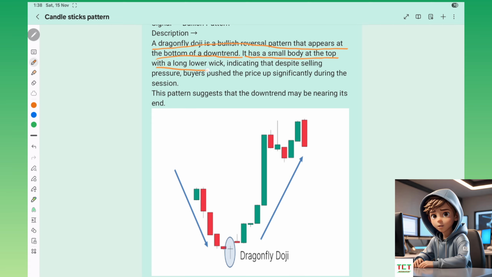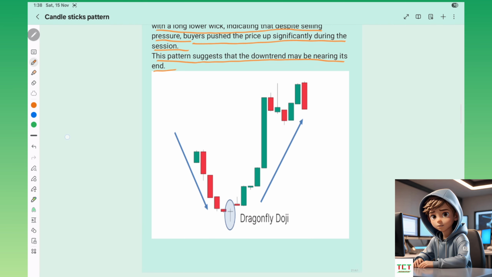A dragonfly doji is a bullish reversal pattern that appears at the bottom of a downtrend. It has a small body at the top with a long lower wick, indicating that despite selling pressure, buyers push the price up significantly during the session. Let me explain what's happening in the market when this forms. The session starts, and sellers immediately push the price way down, creating that long lower wick. At that moment, it looks like the downtrend is continuing. But then the buyers step in with force. They push the price all the way back up. And by the end of the session, the price closes near the opening price. That's why the body is so small.